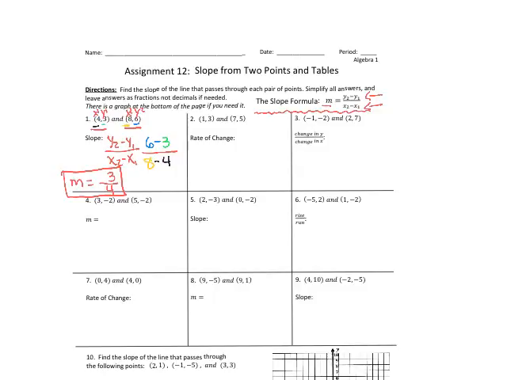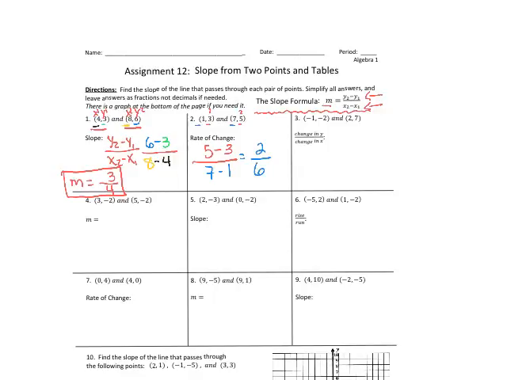So let's do another one. Find the rate of change. Again, it's the same thing as saying find the slope or find m. So here we have y2, y1. So y2 is 5 minus y1, which is 3, over x2, which is 7, minus x1, which is 1. Therefore, 5 minus 3 is 2, and 7 minus 1 is 6.